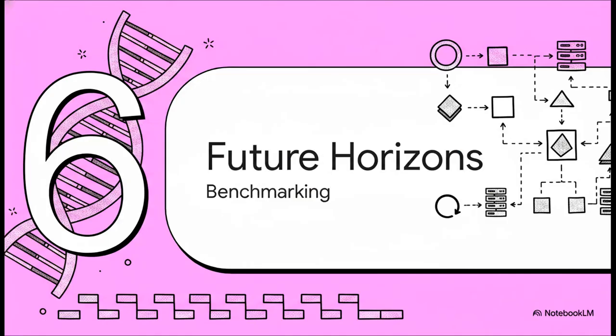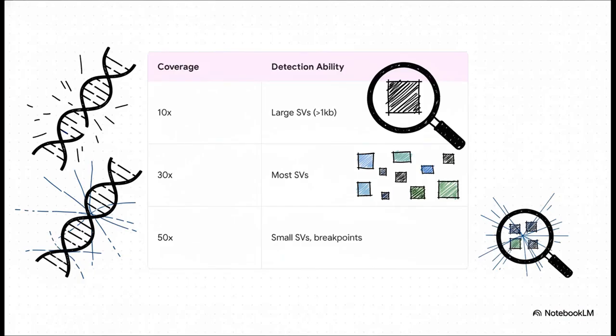And finally, Section 6, Benchmarking and Future Horizons. Practically speaking, what you can actually expect to find depends entirely on how deep you sequence your samples. If you sequence lightly, around 10x, well, tools like Lumpy can still find large structural variants over a kilobase for sure, but smaller, complex events are going to be practically invisible. At the typical clinical standard of 30x, you'll comfortably detect most SVs. But if you really push to 50x coverage and beyond, you provide these algorithms with an absolute abundance of split-read and read-pair clues, which allows them to resolve incredibly small SVs with practically flawless breakpoint precision.